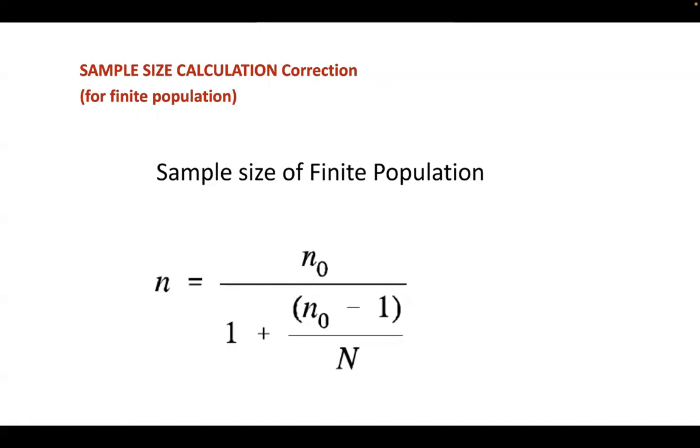In that case, you find out the possible total number of doctors available in that area, because you are doing purposive sampling. You are taking only those doctors who have hypertension. So you take the total number of those doctors as capital N. Then you apply this correction formula, and you will get the sample size.